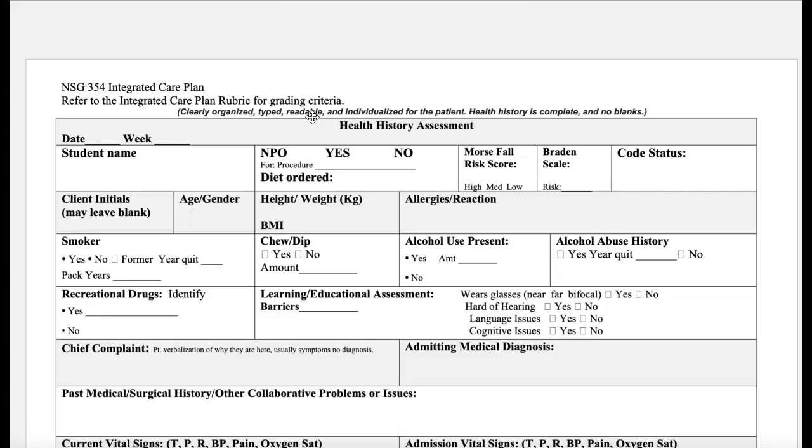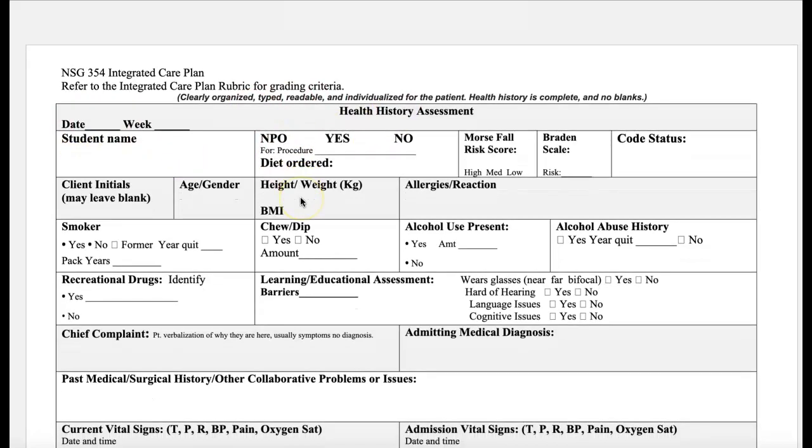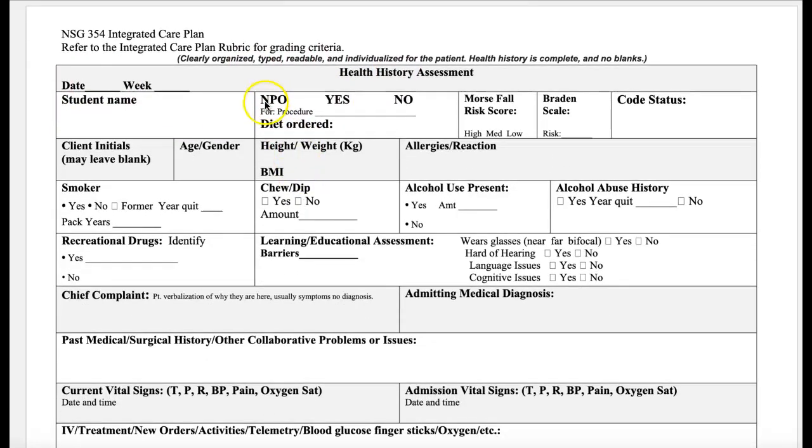So looking at that demographic and vital information, you want to make sure that there aren't any blanks, that you have plenty of detail, that you're actually looking through this whole thing on this health history. So if they're NPO, make sure that you're saying that.